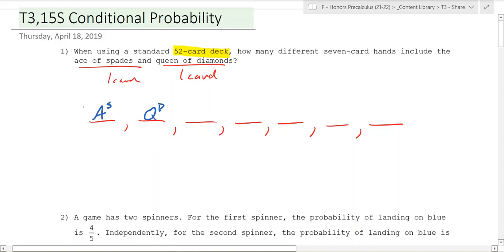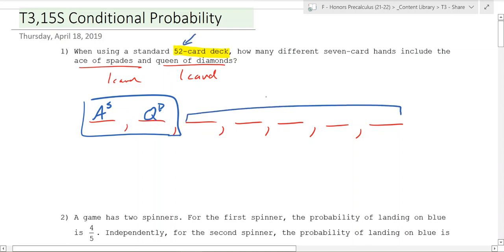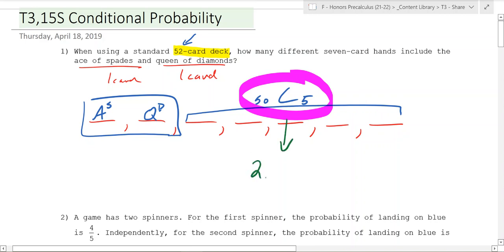So if we've pulled these two cards out, how many cards are left? Well, there are 50 cards left if we started with a deck of 52. So for the rest of these, you have 50 to choose from because you took 2 out, and you're choosing 5 of them. This is set, you have the Ace of Spades and the Queen of Diamonds. What's left is the only thing that can change, because it's 1 times 1. So in this case, you do this out, you end up with 2,118,760. Definitely use your calculator for that.